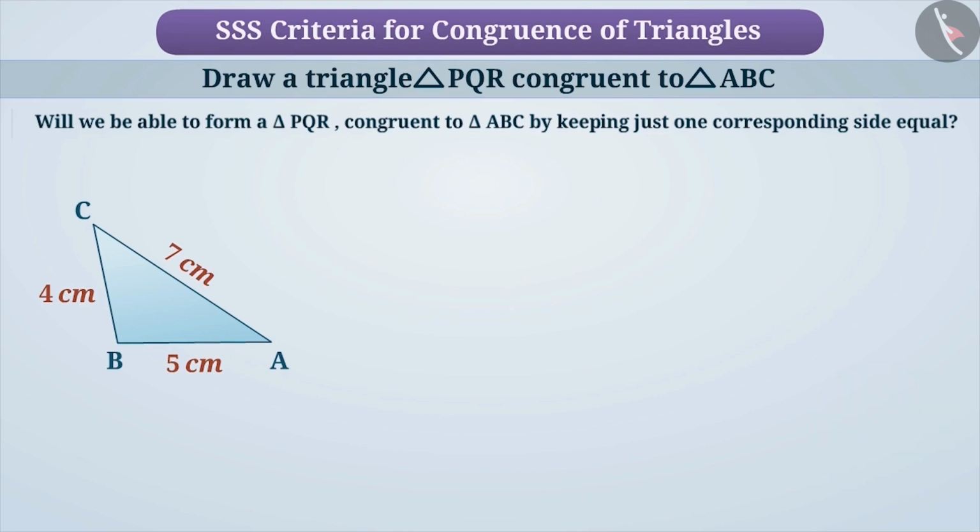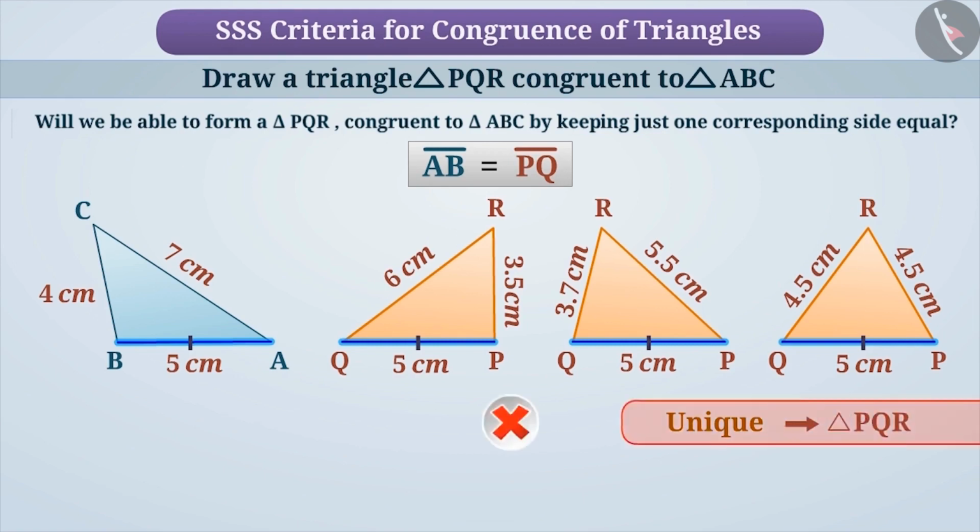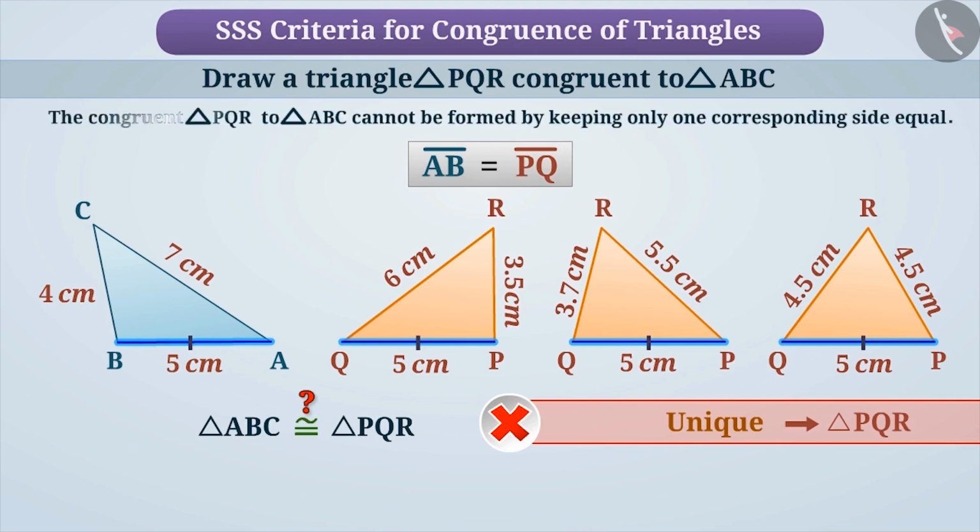Let me explain. We can draw triangle PQR in different ways by keeping only one side AB equal to PQ. But it is still not sufficient enough to form a unique triangle PQR. It is difficult to say whether triangle PQR is congruent to triangle ABC or not. Therefore, it is not possible to form the congruent triangle PQR to triangle ABC by keeping only one corresponding side equal.